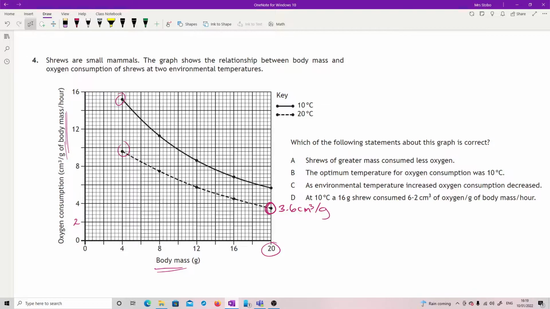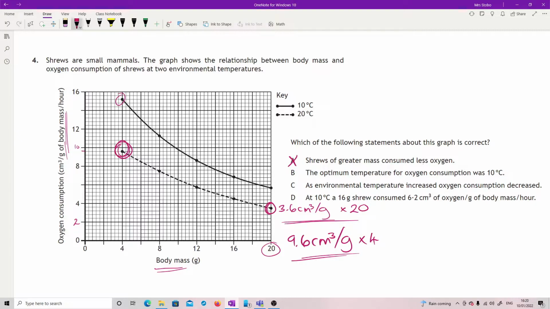And it's 20 grams, so we'd have to times that by 20 to work out how much they consume. If I look at something on the other side, so let's look at the 4 gram body mass one over here. Now that looks like it would be bigger. Here we are up at 9.6 centimeters cubed, but that's per gram, and that would only be times by 4. So this number is going to be much bigger than that number. So shrews of greater mass consume less oxygen is not true, but I can totally see how people would get tangled up in that one. The optimum temperature for oxygen consumption was 10 degrees.